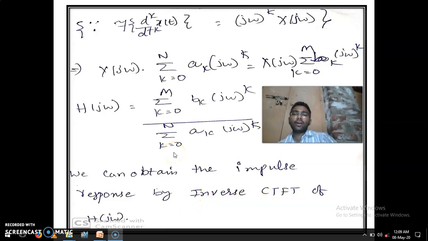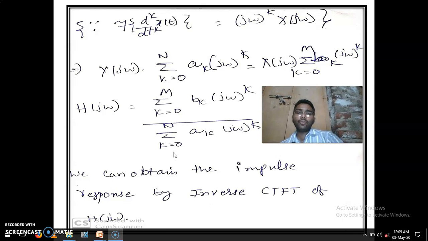H of j omega and the impulse response of the system are continuous time Fourier transform pairs. We already know that the impulse response of the system will uniquely characterize the LTI system, and hence H of j omega in the frequency domain will also uniquely characterize the system, if it is an LTI system of course. So let us move on.